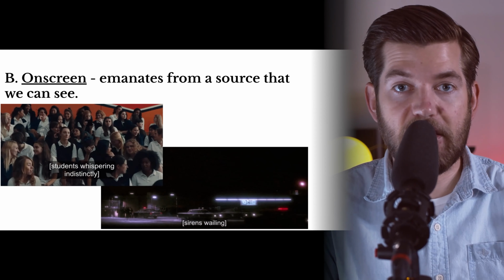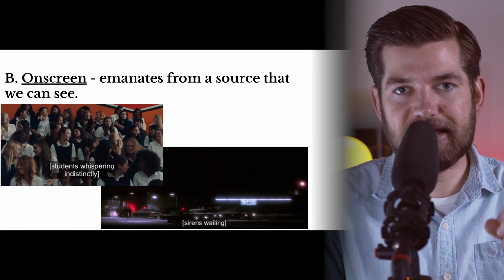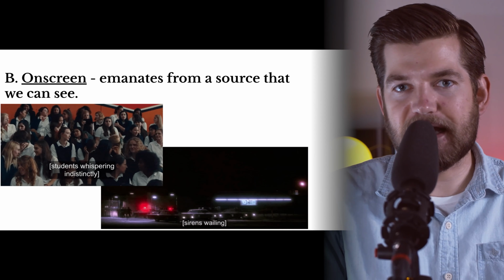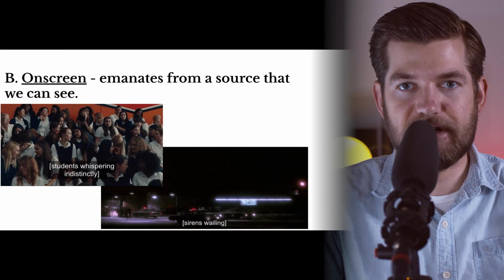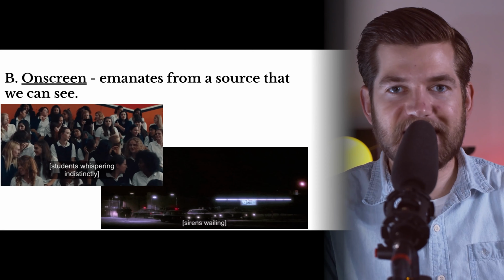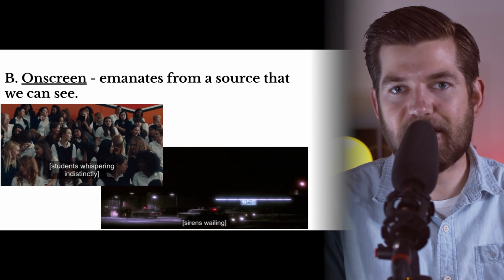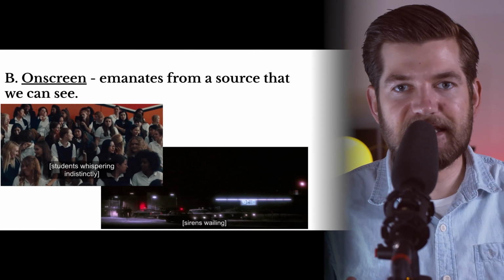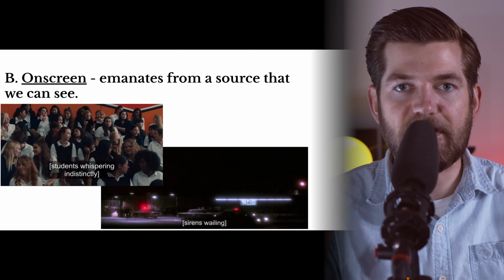Next up, we have the idea of on-screen sound. On-screen sound emanates from a source we can see on the screen. In the example on the left, we see students talking to each other, and in the subtitles we can see the sound is the sound of students whispering. So the sound of the students whispering and the students on screen tells us that the sound is on-screen sound. In the example on the bottom right, we can see the police car driving away with flashing lights, and we can tell from the subtitles that the sound is the sound of a siren. The police siren is on-screen sound because we see the source of the sound on the screen.